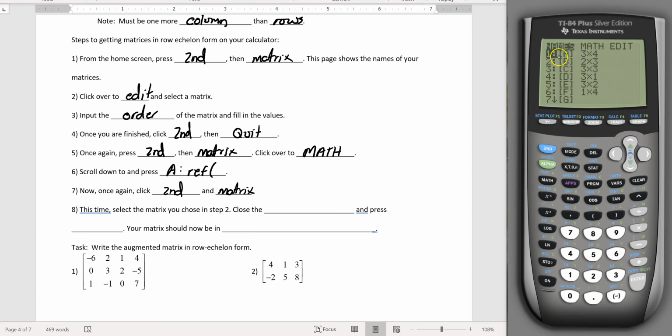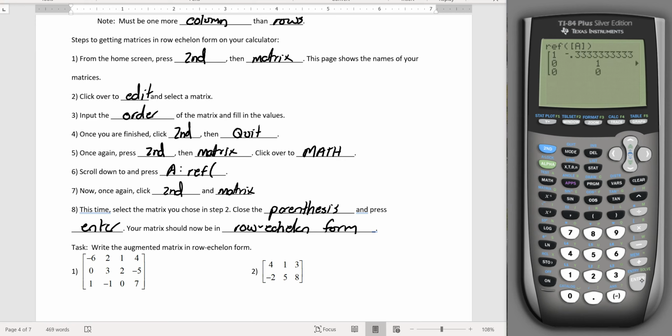We'll select the matrix we edited, which was A, press enter. We're going to close the parentheses and press enter. Our matrix should now be in row echelon form. Interesting. Okay, so we get decimals. We don't want decimals, so we can always hit math and press enter. That'll make them all fractions. And here we go. All right.